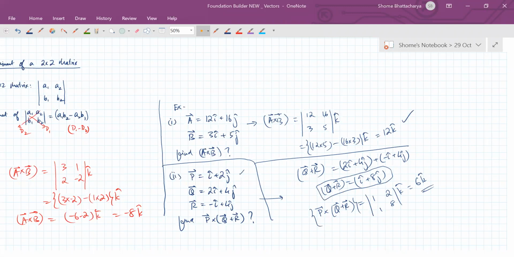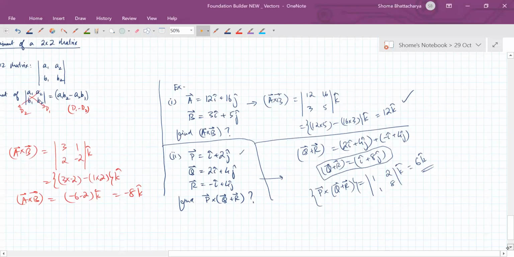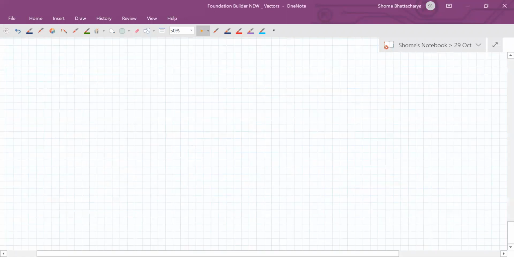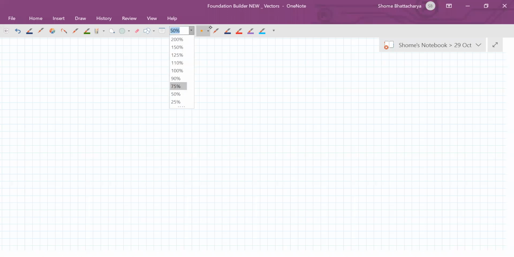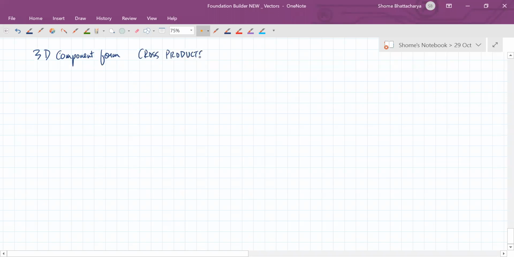Okay, so I think this should be simple enough. Hope all of you work this out. Okay, next up, let's understand the same thing in 3 dimensions. Three-dimensional component form, using the determinant method.